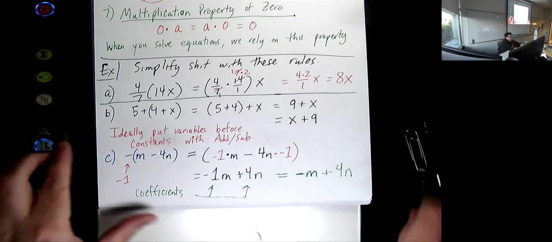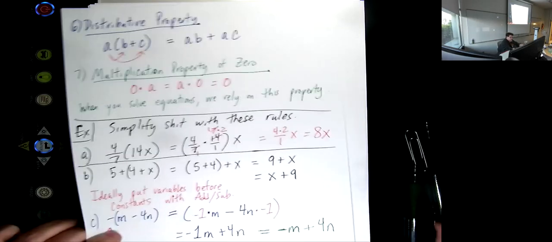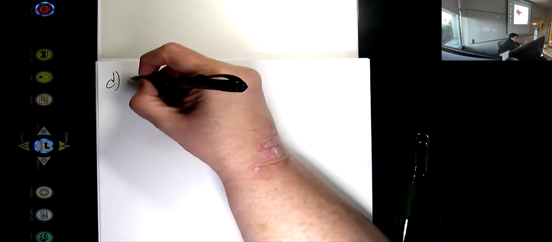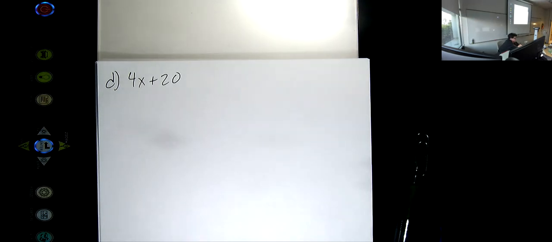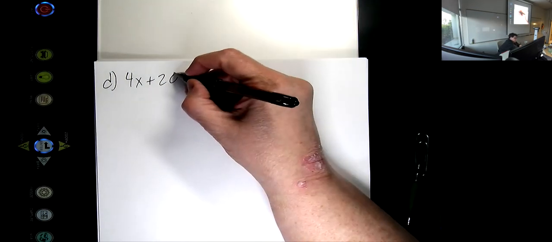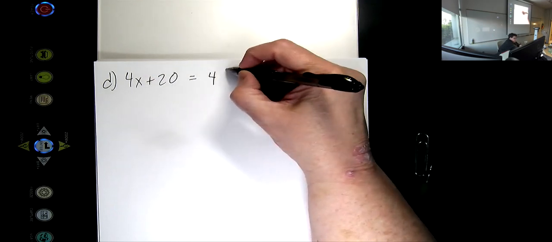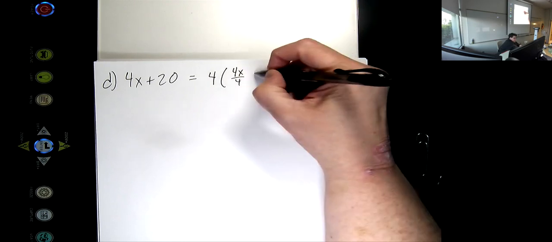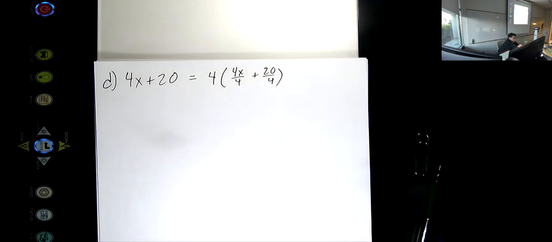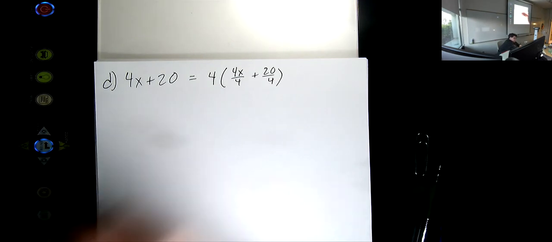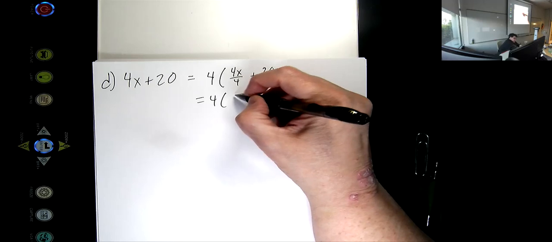One more example, and then we will be done for the day. How about that? Let's go with 4x plus 20. 4 is a factor of both 4x and 20. I can pull out a 4. What I'm really doing is 4x divided by 4 and 20 divided by 4. And this leaves me 4 times quantity x plus 5.